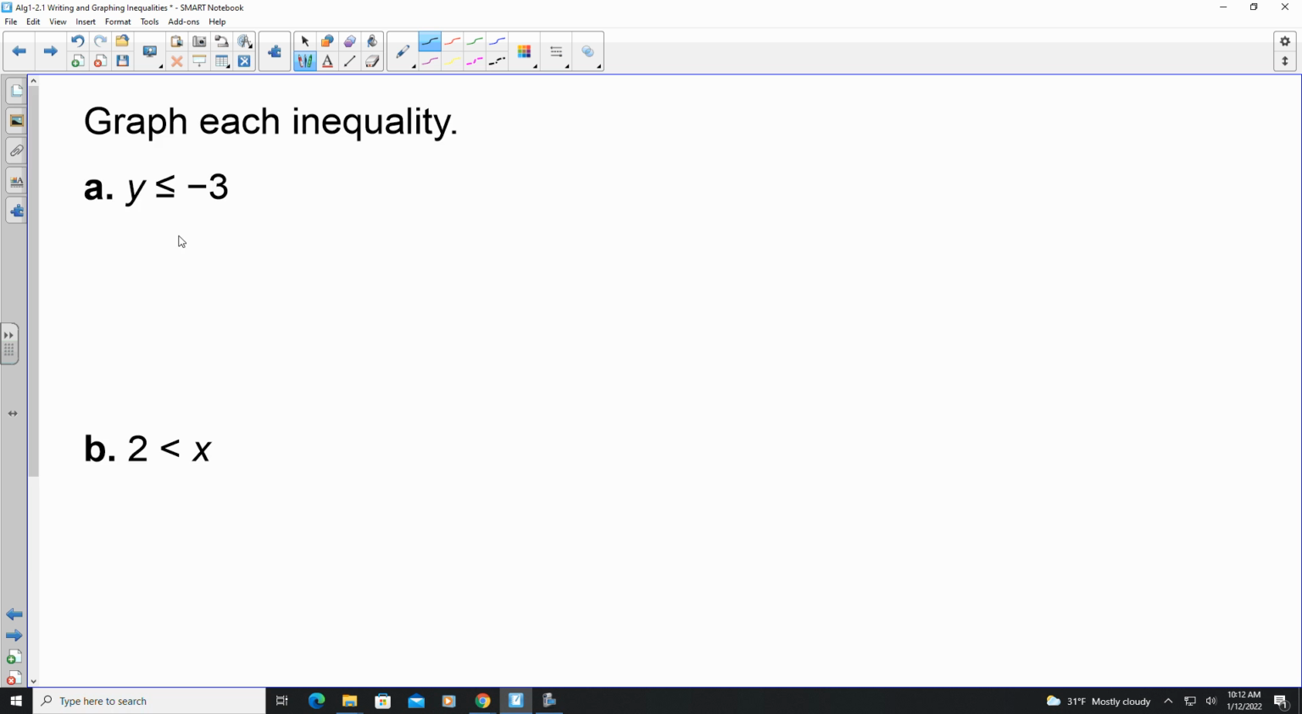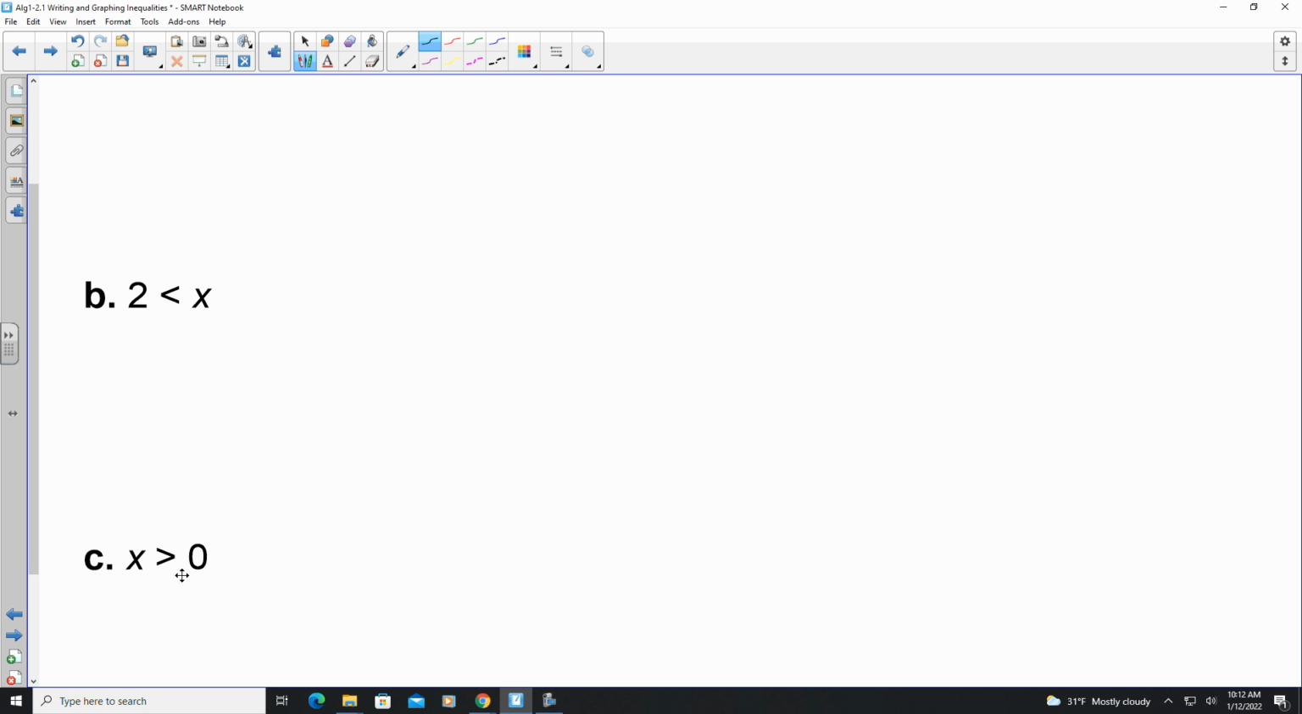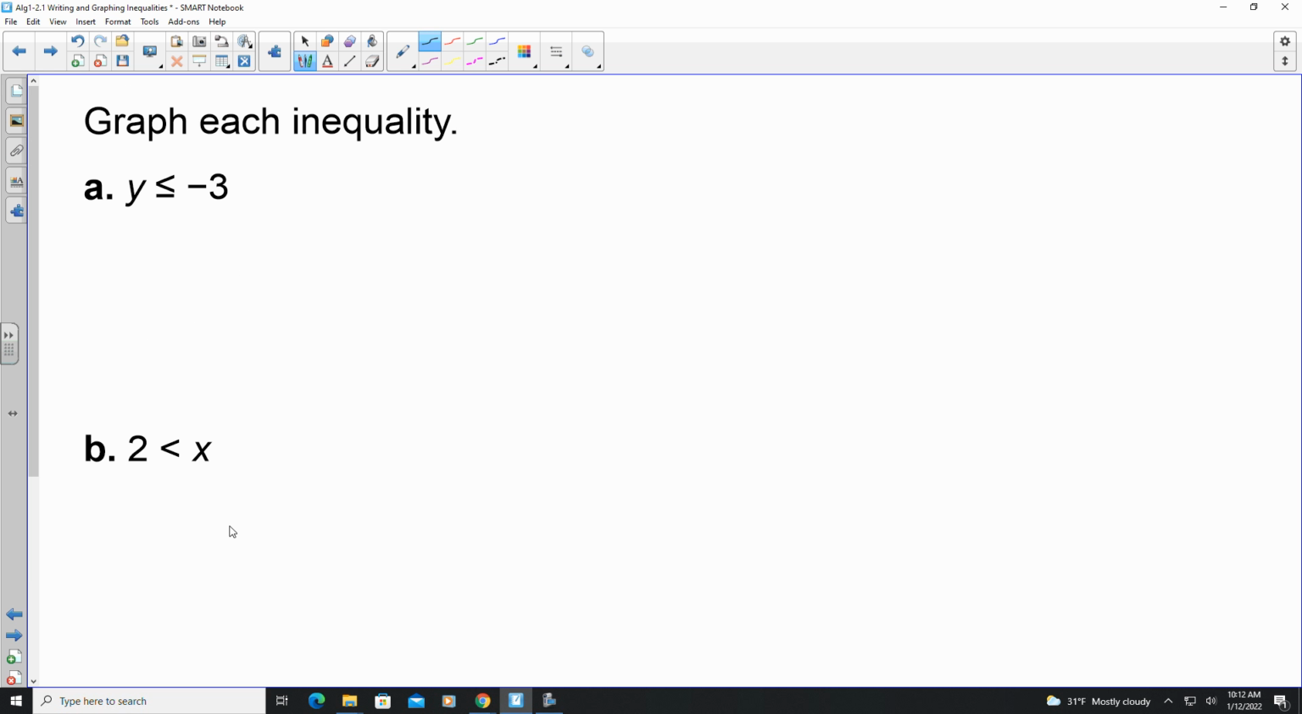So with example A and example C, I don't have to change anything. The only thing I'm going to change is example B. I'm going to put X over here and I'm going to put 2 over here. The inequality sign is pointing towards X, so I'm going to keep that consistent and put the inequality sign towards X over here. All that does is help us when we graph our inequality problem.